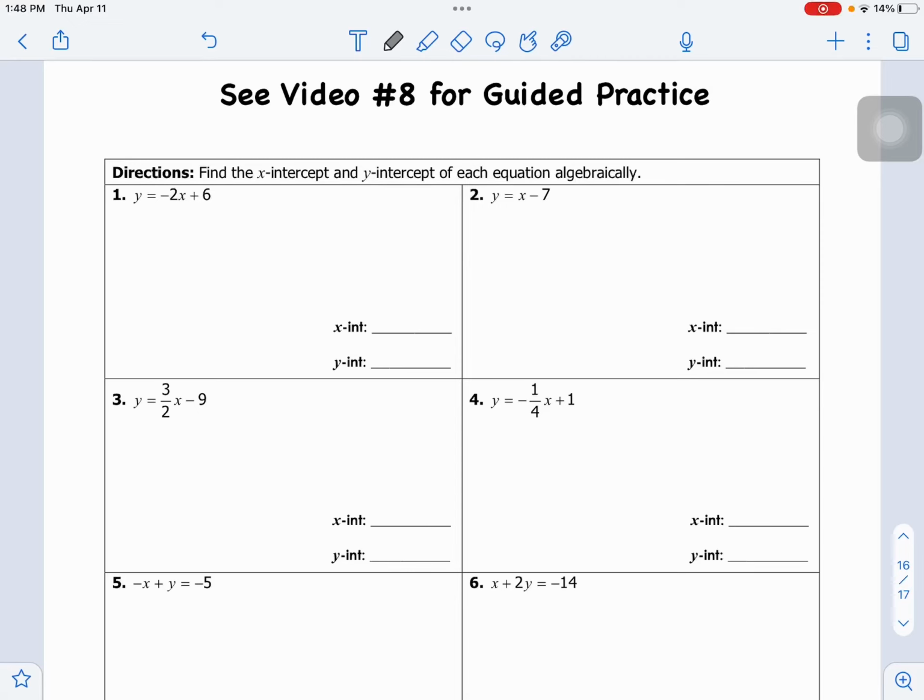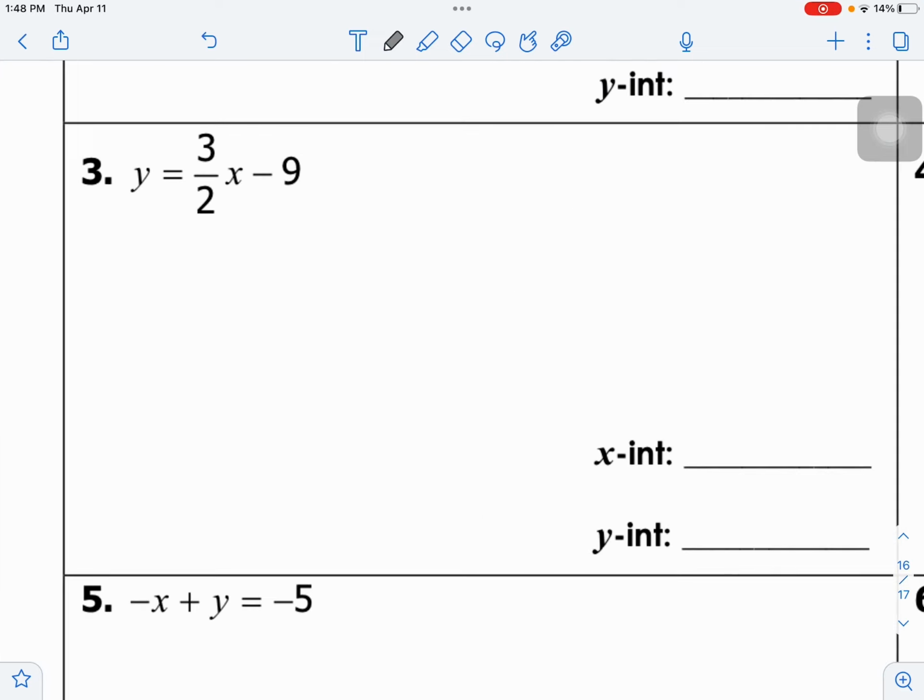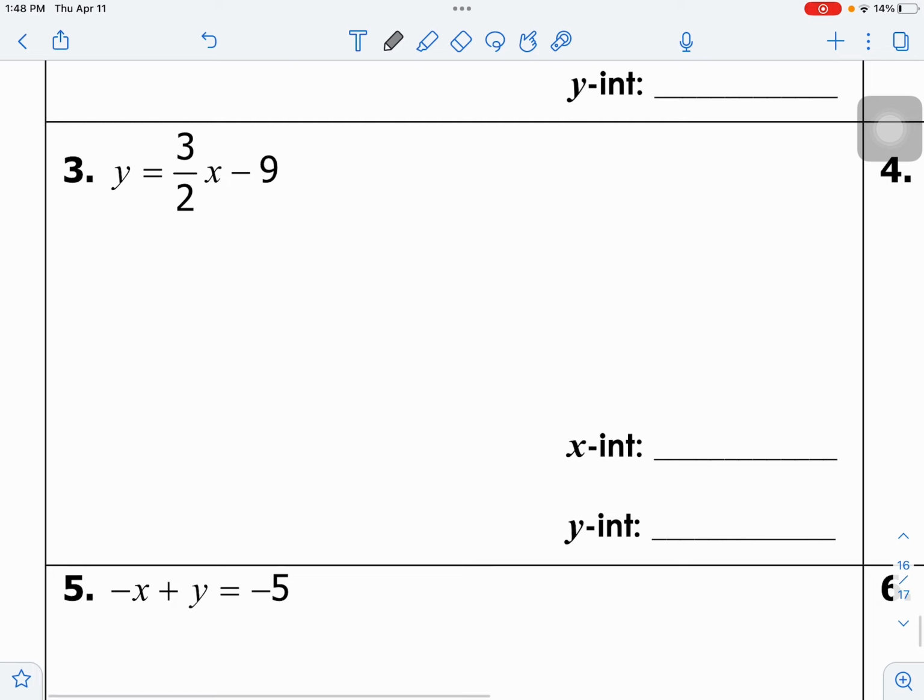All right, and for this last part, I'm just going to do a reminder of finding intercepts with both forms of an equation. Number 3 is in slope-intercept form, and because of that, I can easily find my y-intercept. This is step 0, or the y-intercept, so I know that that is (0, -9). No need to do any extra work there.